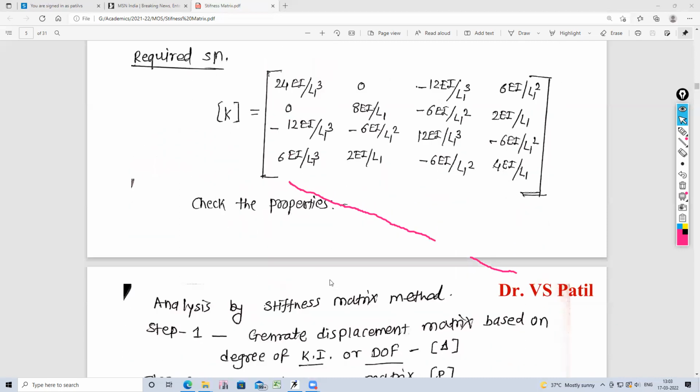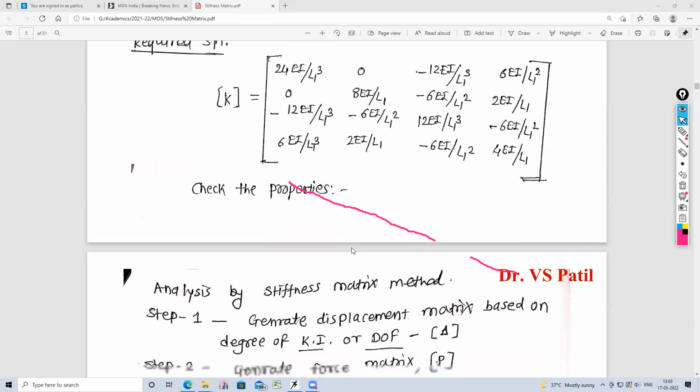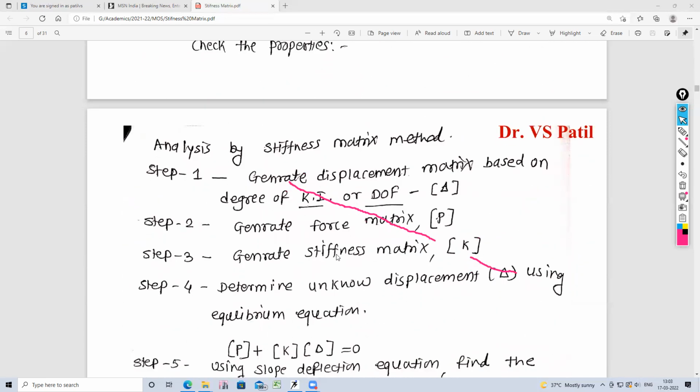So this is the second part of this stiffness matrix chapter. Now in the third part, I will explain how to do the analysis by using the stiffness matrix method. Thank you.